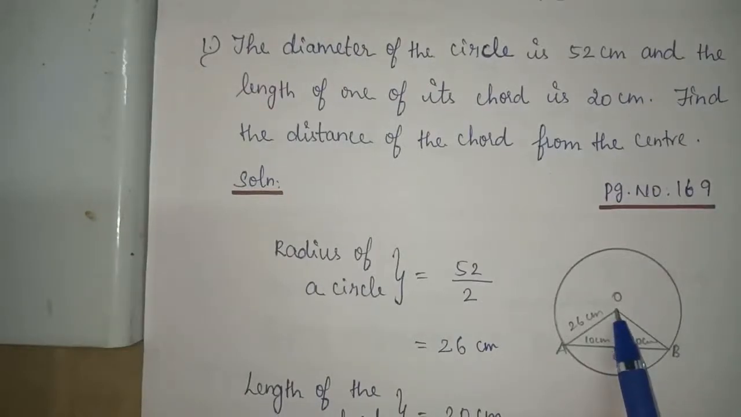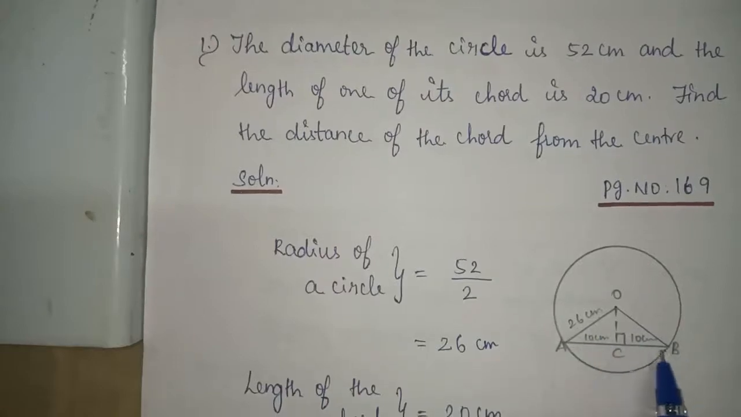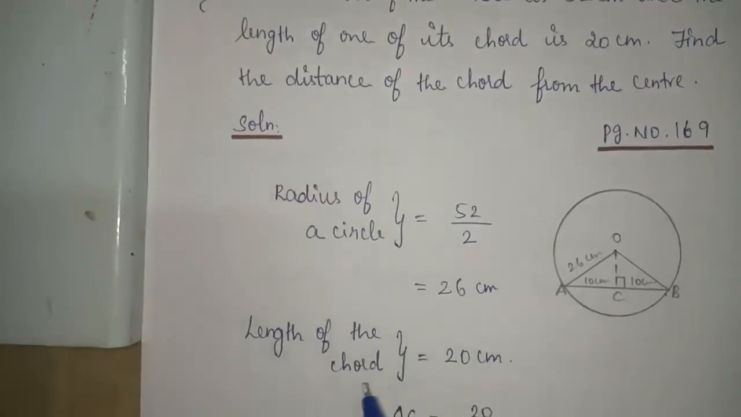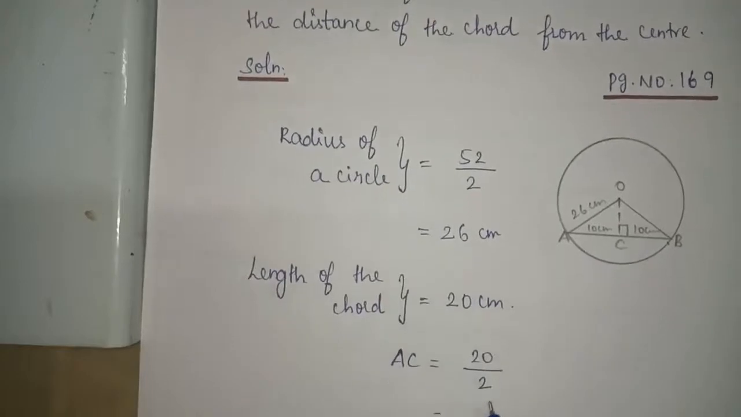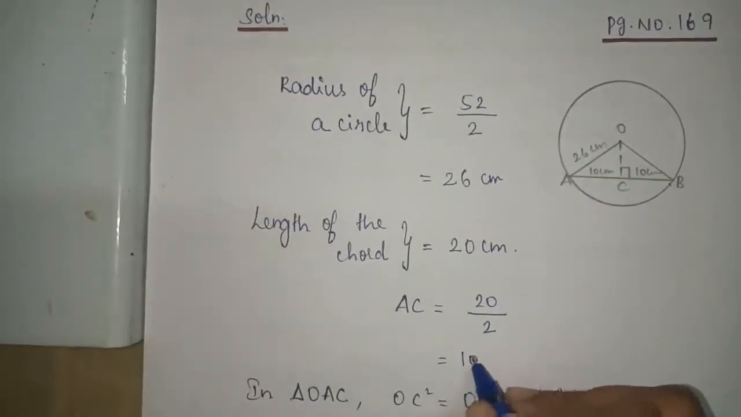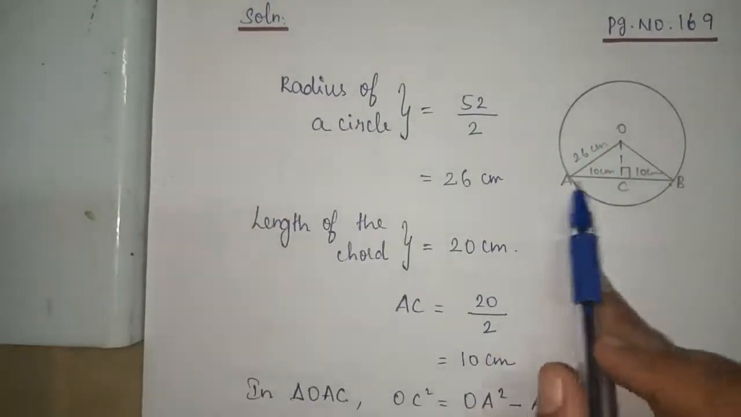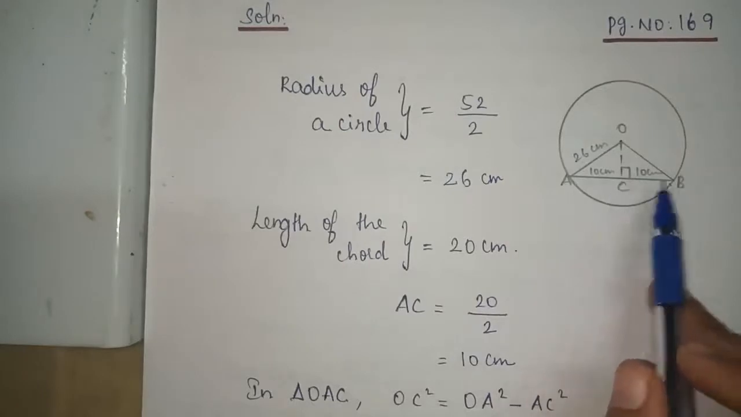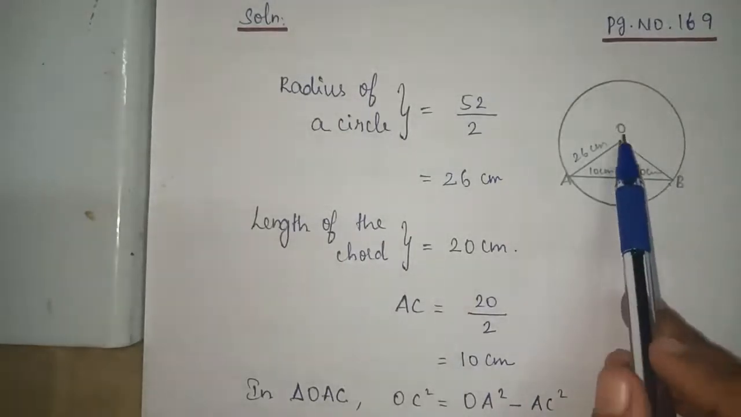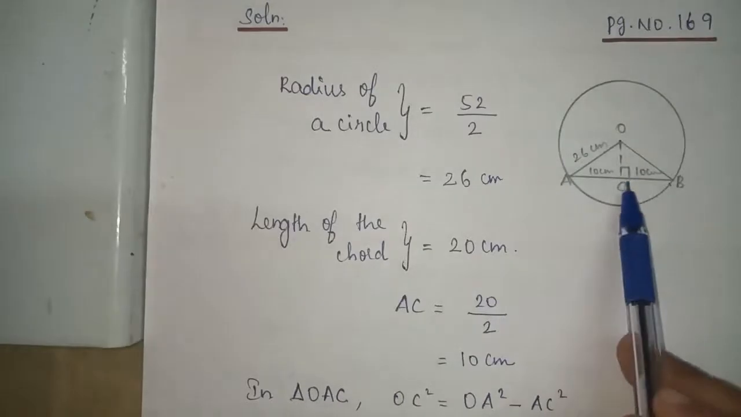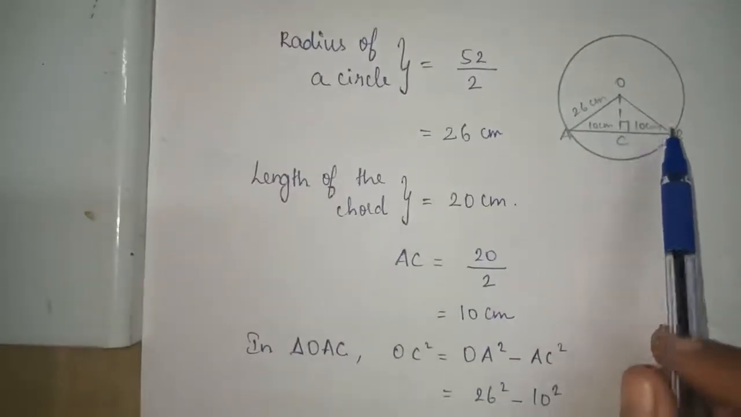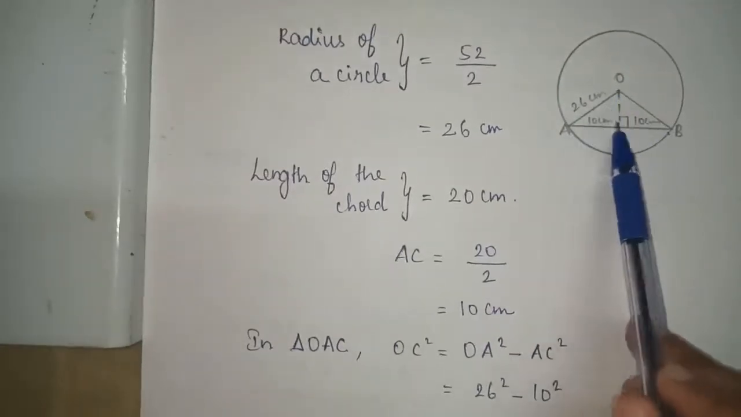So here O is the center of the circle and OA is the radius, that is 26 centimeter, and AB is the chord of the circle. So the length of the chord is 20, that is length of the chord is equal to 20 centimeter. So AC is equal to 20 divided by 2, that is 10 centimeter. So AC is 10 centimeter and CB is 10 centimeter. Now we can see two right angled triangle which is right angled at C. Here we are considering a triangle OAC.